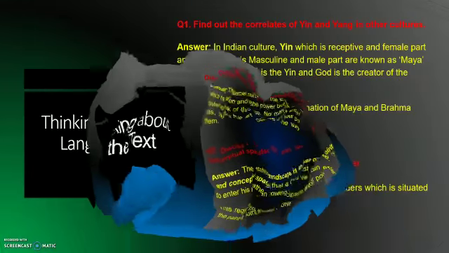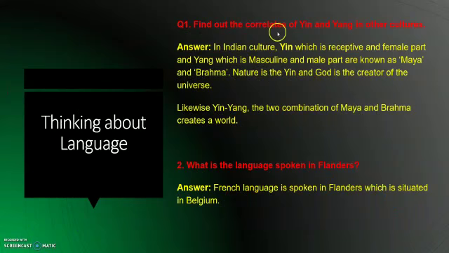Now let's look at the next part, thinking about language. Find out the correlates of yin and yang in other cultures. Now we read about yin and yang, so let us see what it means in Indian culture. In Indian culture, yin, which is the receptive and female part, and yang, which is the masculine and male part, are known as Maya and Brahma. Nature is the yin and God is the creator of the universe. Likewise, yin-yang, the combination of Maya and Brahma, creates a world.